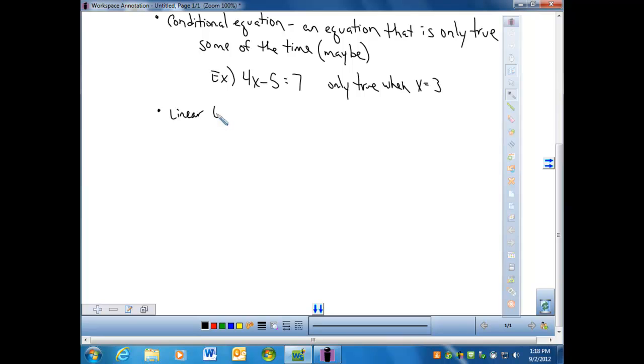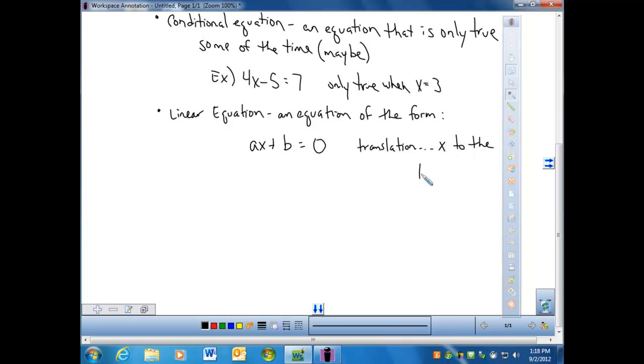The third type of equation is one that I'm sure you're familiar with. It's very much the basis of much of Algebra 1, and that's a linear equation. Remember, a linear equation is an equation that follows the form ax plus b equals 0. It's called a linear equation because if we graph it, the graph of a linear equation is always a line. And the thing that I want you to remember most about linear equations is that the variable, in this case x, is always to the first power.